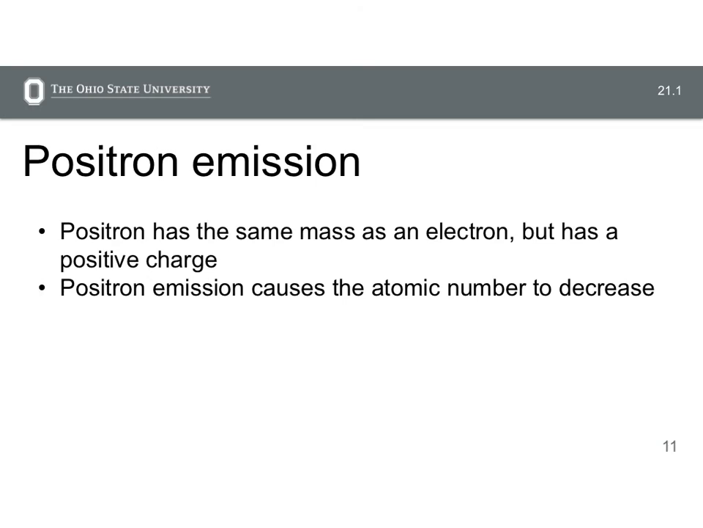All right, positron emission. So I mentioned that a positron was simply an electron with a positive charge. So it has the same mass as an electron. The positron is given the symbol e to represent the electron, but with a subscript +1 for the positive charge.